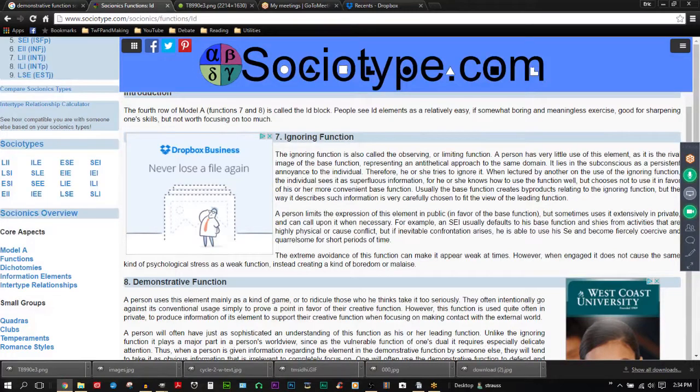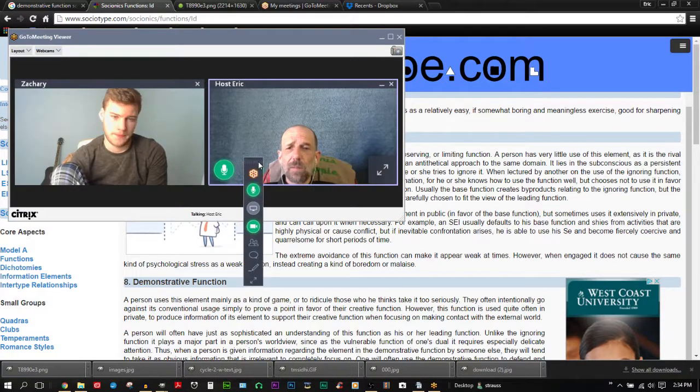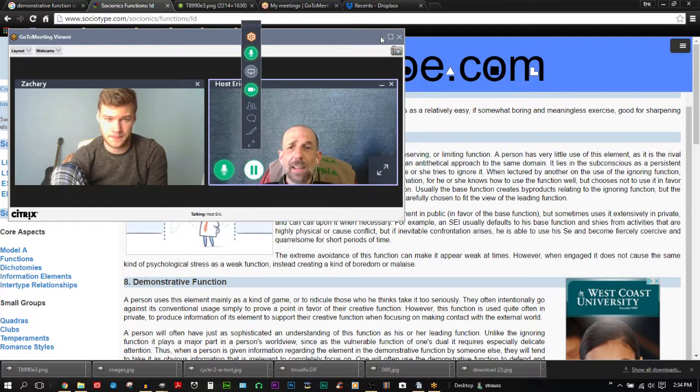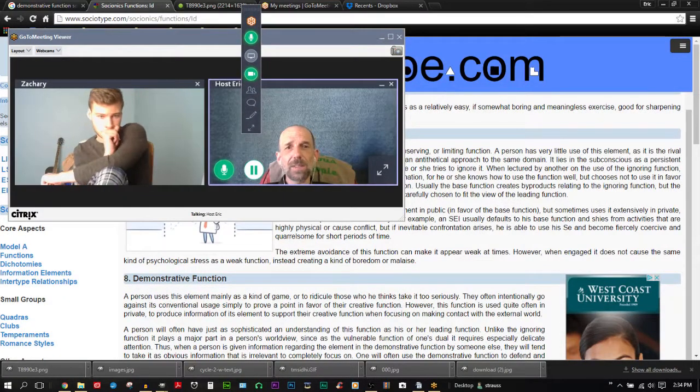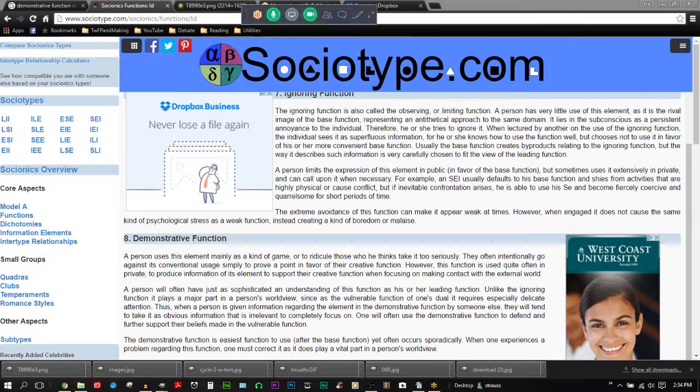So you're looking at 7 being the ignoring function. The ignoring function is also called the observing or limiting function. A person has very little use of this element. It is the rival image of the base function. So for me, that's going to be Ni. That's why I say it's 5 and 6. Okay, they call it 7 and 8 in socionics, but it's in the 5th and 6th slot if you think of slot placement by MBTI standards.